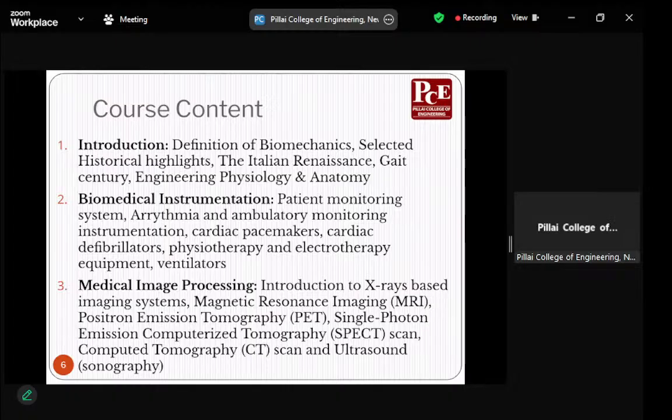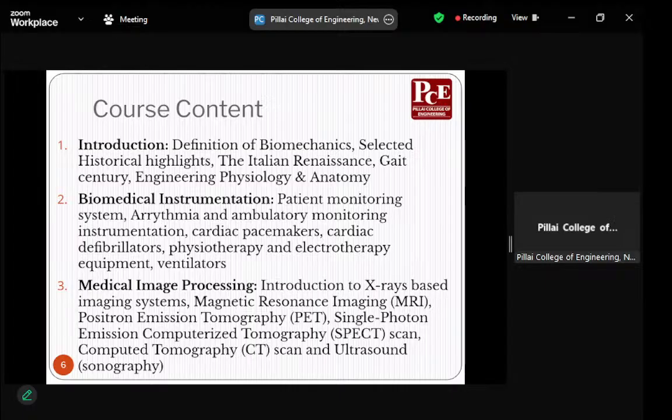So the second module is on biomedical instrumentation, where you will understand how at least a few instruments, like pacemakers or ventilators, function. So that if you come up with a problem statement in which a device needs to be designed, you will have some basic knowledge and can apply the same principles and theories to different instruments.